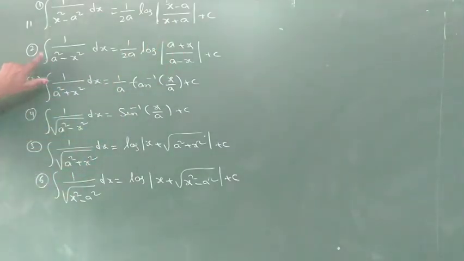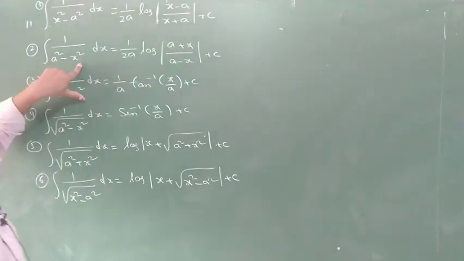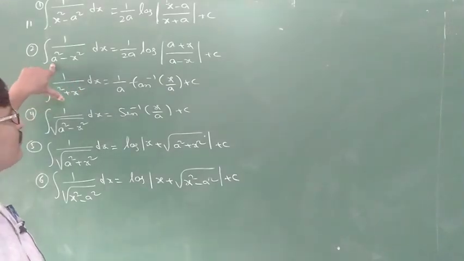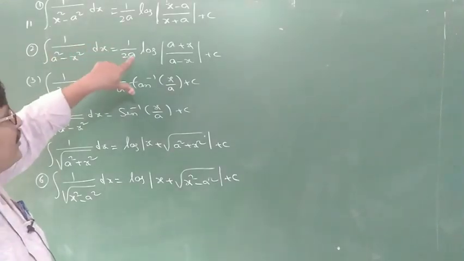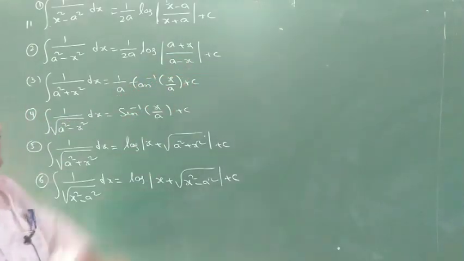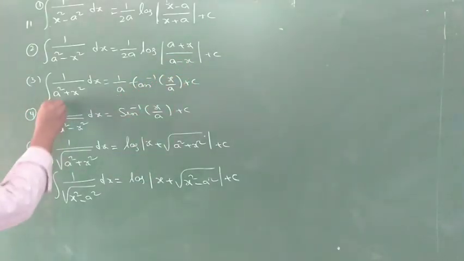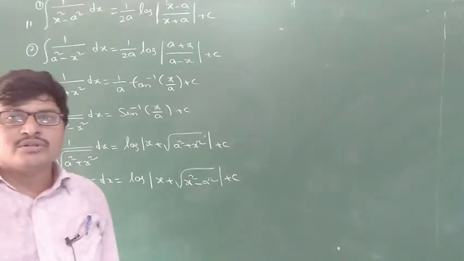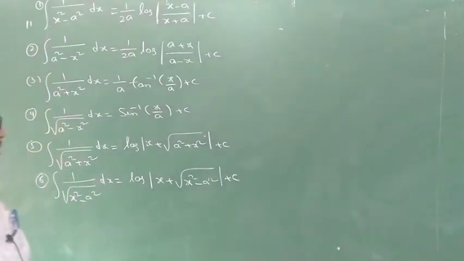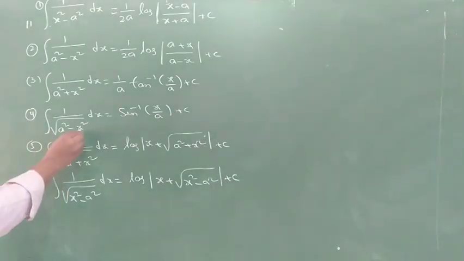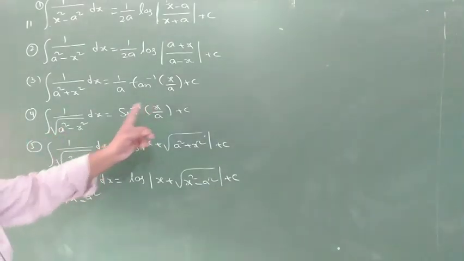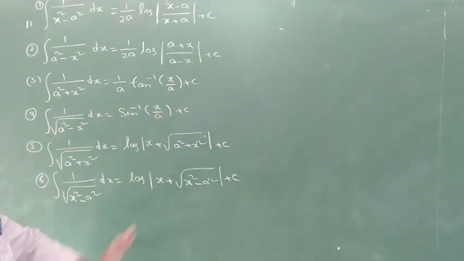Here also, integral 1 by 1 minus x square is equal to, here a is equal to what? 1. 1 by 2 into log 1 plus x by 1 minus x. So, here a is equal to 1 means integral 1 by 1 plus x square is equal to tan inverse x. Integral 1 by root of 1 minus x square is equal to sin inverse x. Here a is equal to 1, same formula.